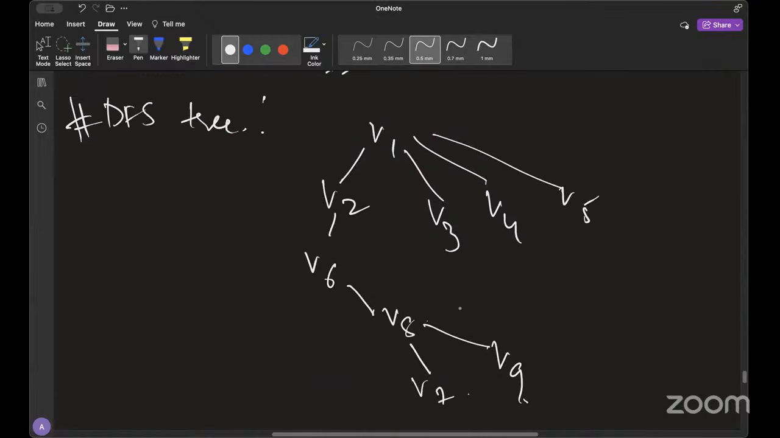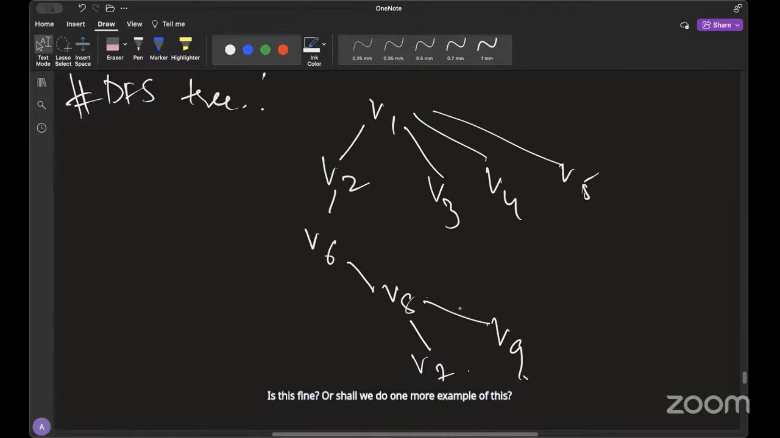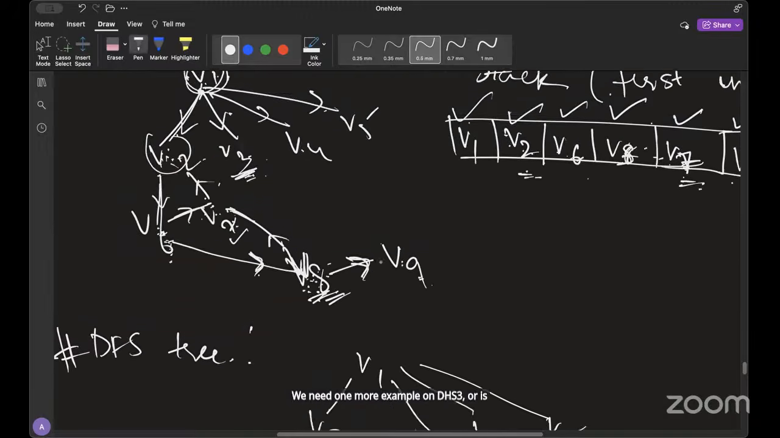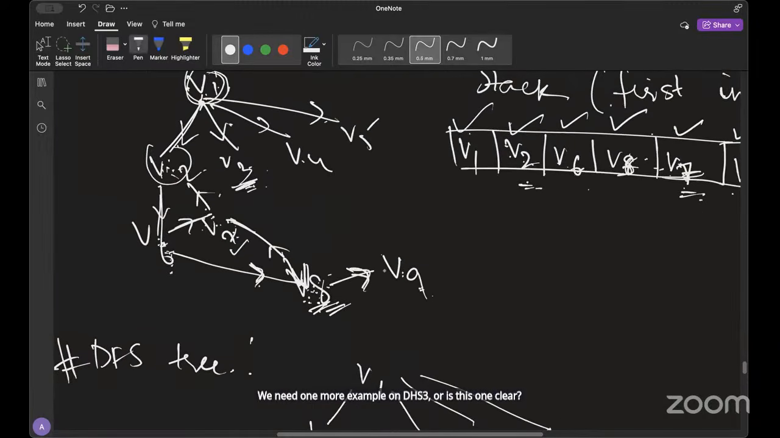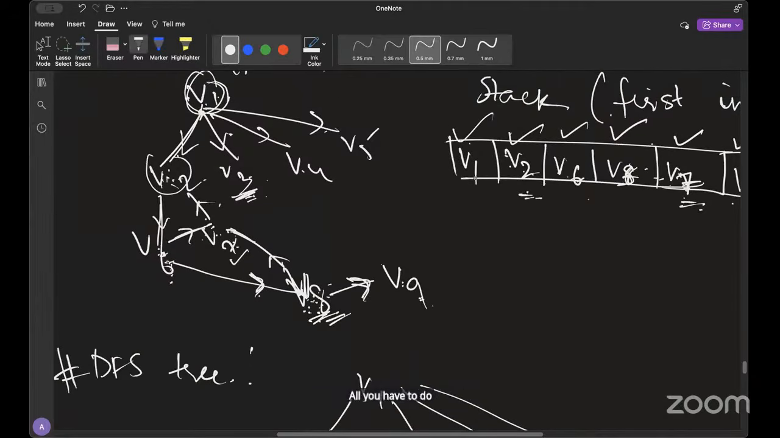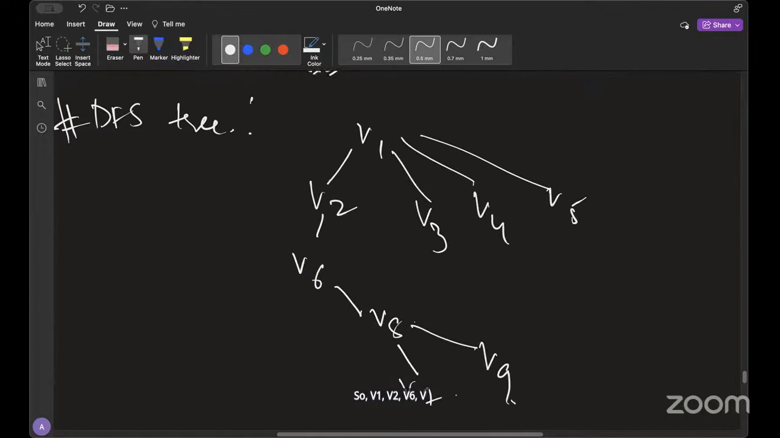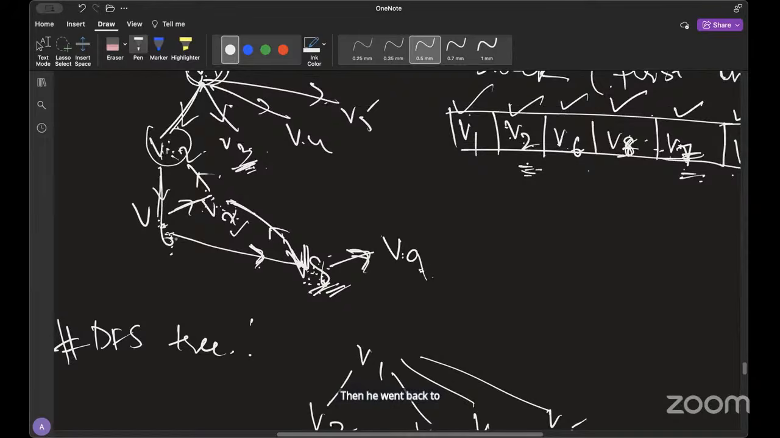Is this fine? Or shall we do one more example of this? We need one more example on DFS tree, or is this one clear? All you have to do is follow the same thing that you did in the stack. You started from V1, then you went into the depth V2, then further into the depth V6, then you visited V8, then V7. So V1, V2, V6, V8, V7. Then you went back to V8, V6.